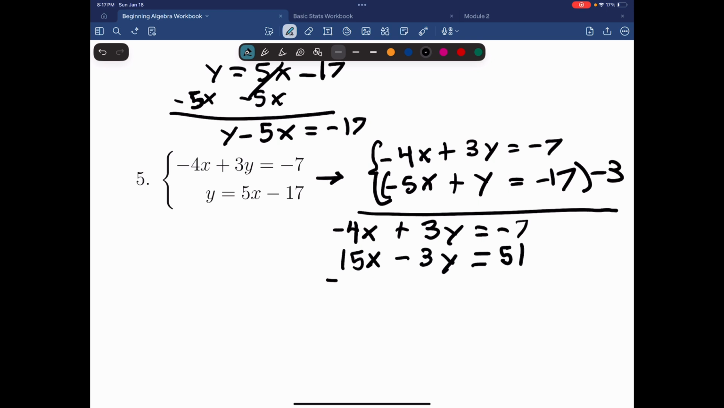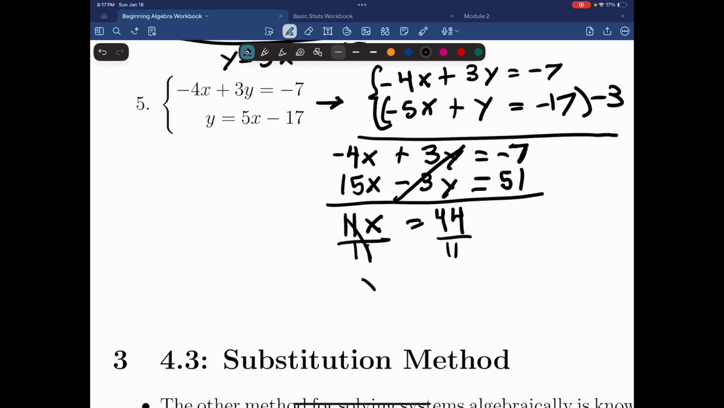So now, when we combine our like terms, we get negative 4x plus 15x. So that becomes 11x. And our y terms cancel, and we get negative 7. This should be negative 7. And negative 7 plus 51, that's 44. So now when we divide by 11 on both sides, we get x equals 4.